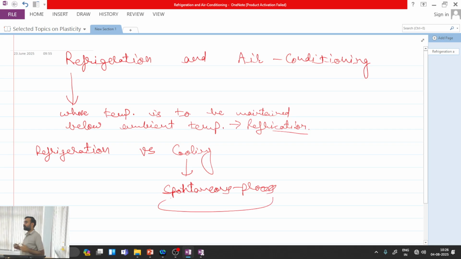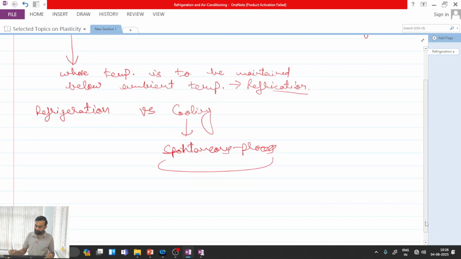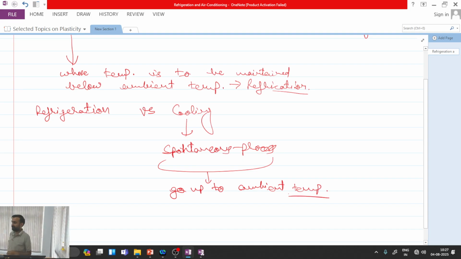Cooling is a spontaneous process which occurs by its own, but in cooling we have one limitation: we can go at maximum up to ambient temperature, because in a spontaneous manner you can at most reach ambient temperature, you cannot go below it. Okay. However, in refrigeration, in certain cases our requirement may not be to go below ambient temperature, but in certain cases it is, and always our attempt is that we can go below ambient temperature.